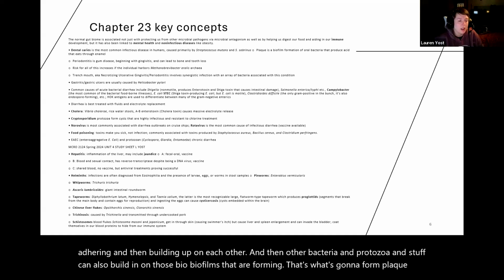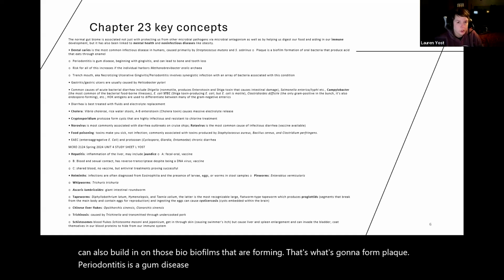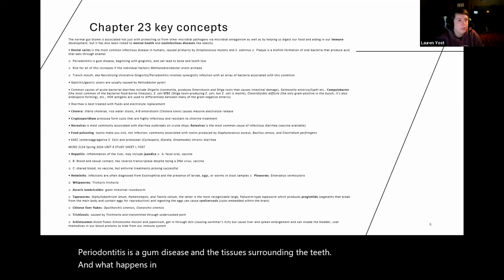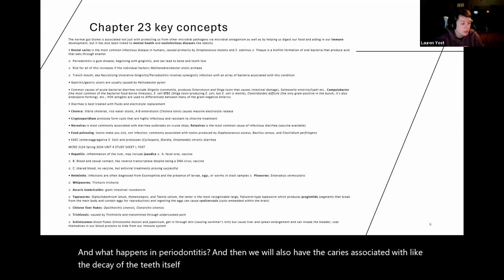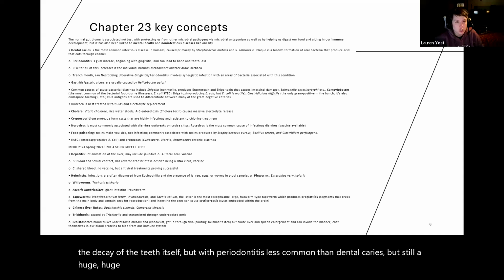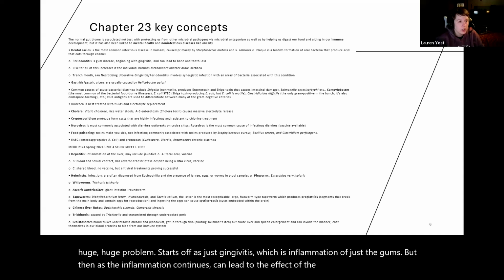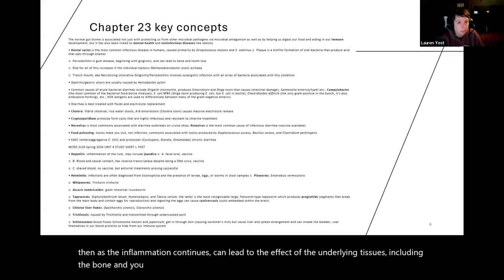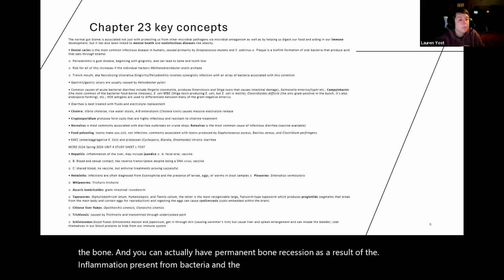Periodontitis is a gum disease of the tissues surrounding the teeth. We'll also have the caries associated with the decay of the teeth itself, but periodontitis is less common than dental caries, though still a huge problem. It starts off as just gingivitis, which is inflammation of just the gums. But as the inflammation continues, it can lead to effects on the underlying tissues, including the bone. You can actually have permanent bone recession as a result of the inflammation present from bacteria and the inflammation that they cause.